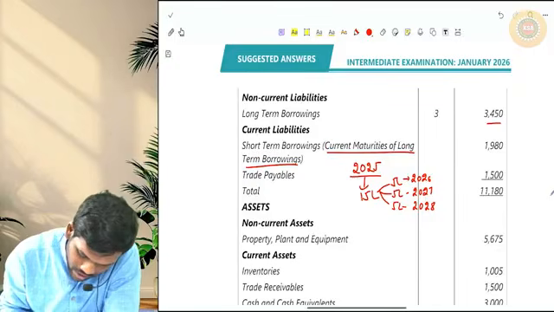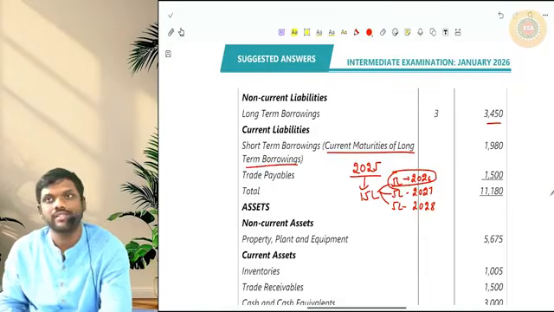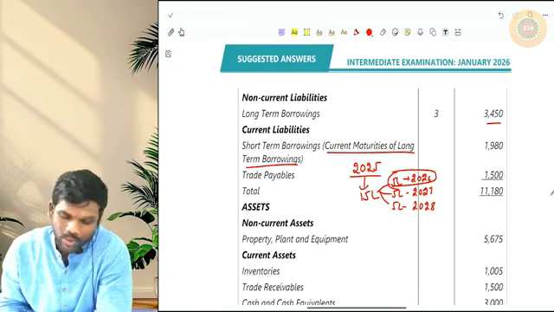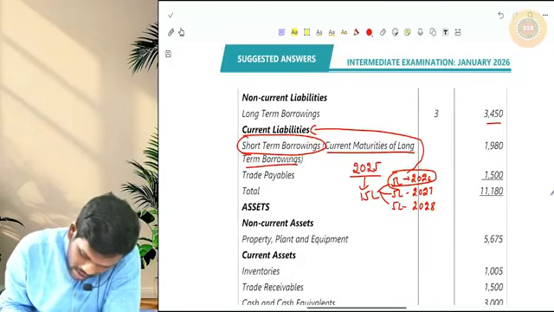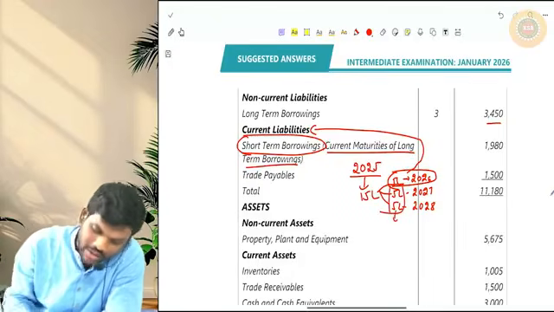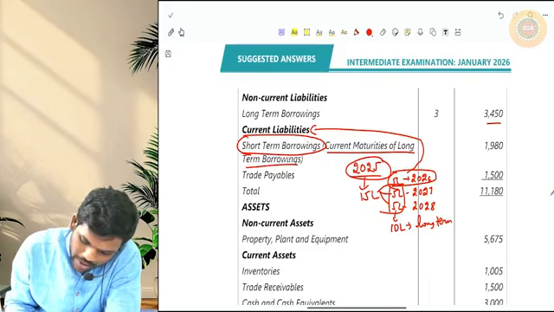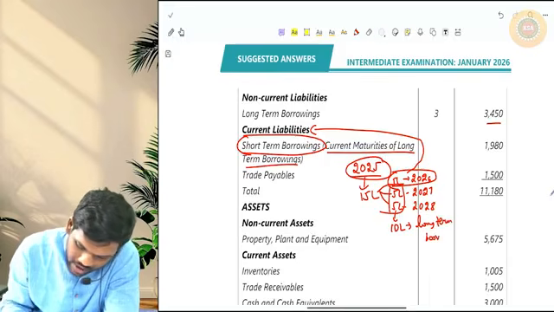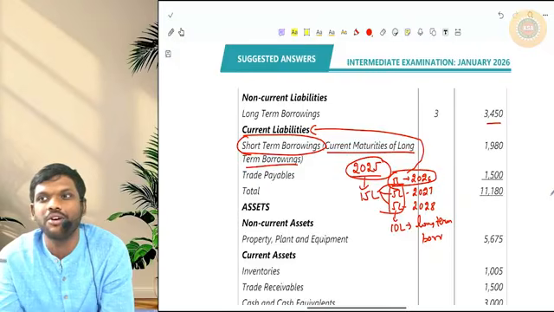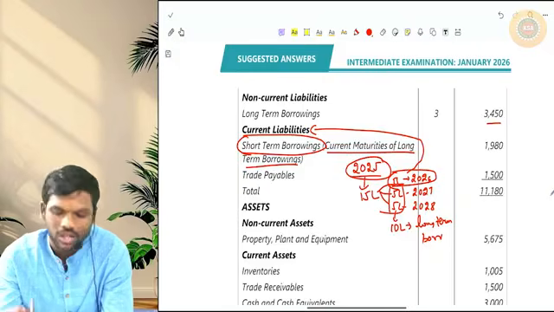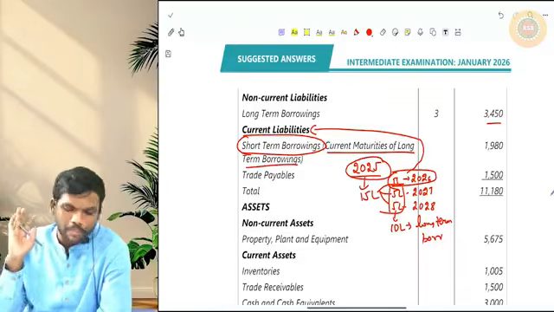Now if you see, from this 31st March 25 balance sheet, within the next 12 months, I will pay 5 lakhs. This 5 lakhs which I am going to pay in the next 12 months should come under current liabilities, under the head short-term borrowings. The remaining 10 lakhs, which I am going to pay after 12 months from 31st March 25, I should show under long-term borrowings because I will pay it after 12 months. Basically, out of total long-term borrowings, whatever you're going to pay within the next 12 months will come under short-term borrowings, current maturity of long-term debt. Whatever you're going to pay after 12 months will come under long-term borrowings.